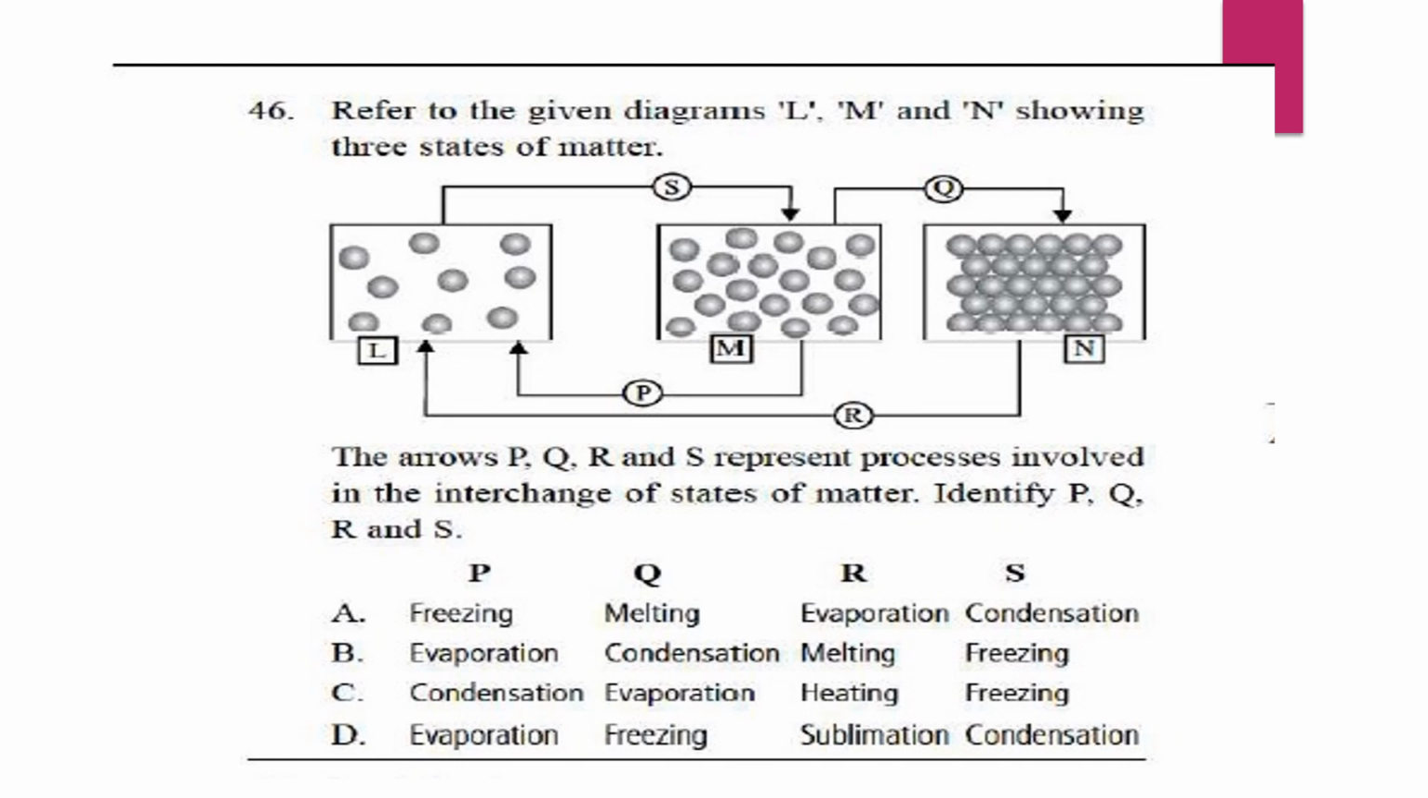So if we check P, P is from liquid to gaseous state, that is evaporation. So B and D can be our answer. A and C are cancelled. Now let's check others. S is from gas to liquid, that is condensation. So only option D has evaporation as P and S as condensation. So our answer is option D.